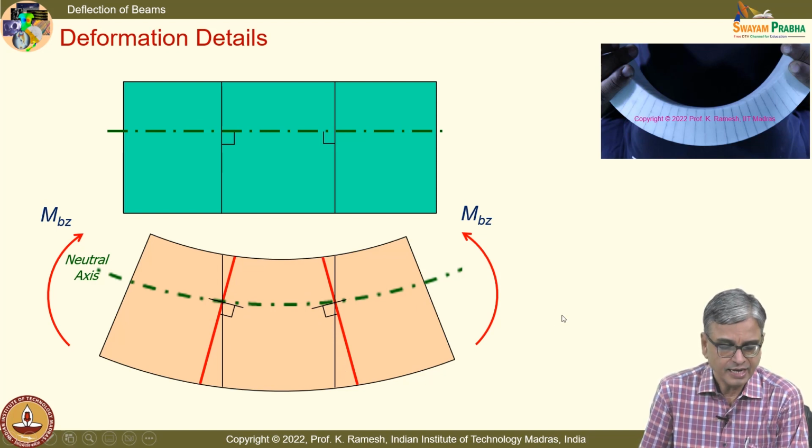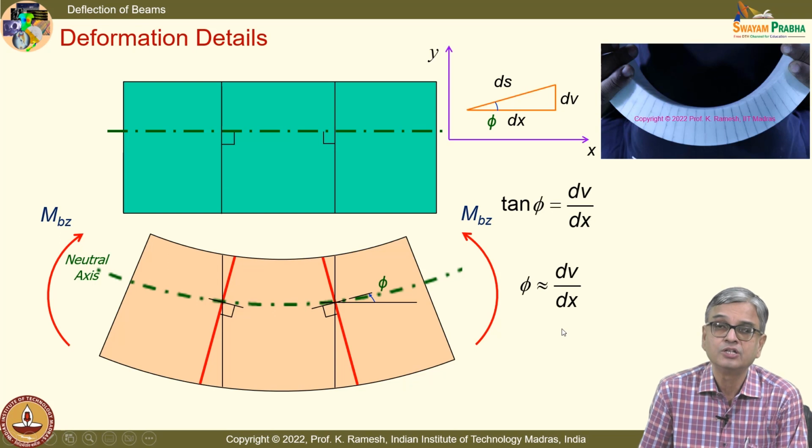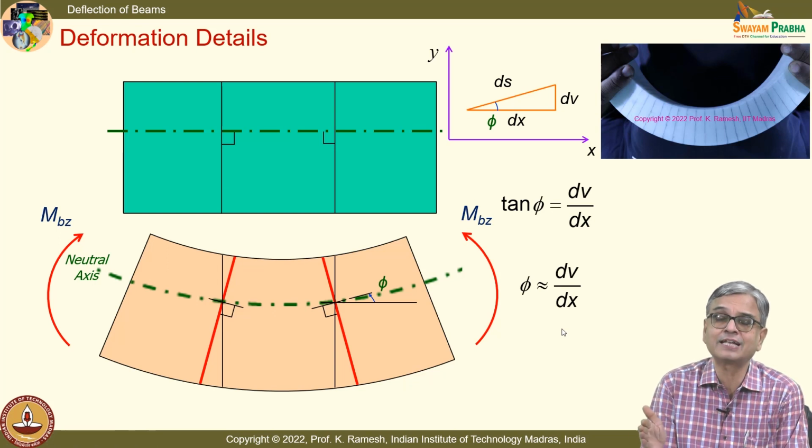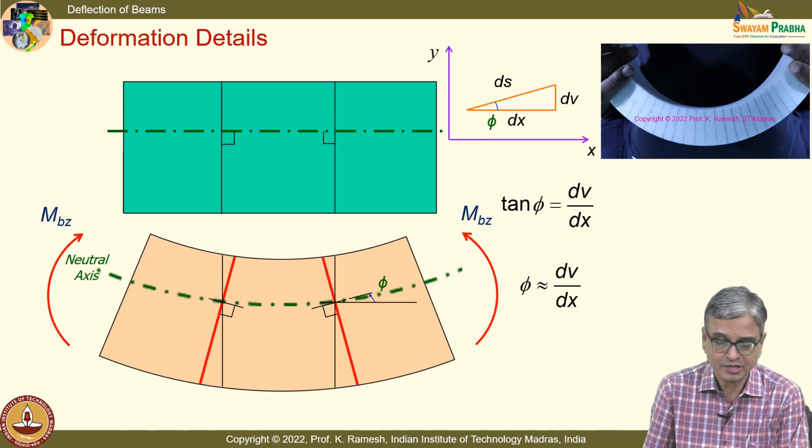And let us also investigate what happens to the angle of rotation. We have already seen the slope as angle phi, and we have also shown this diagram of how you relate phi and the deflection v: tan phi equals dv by dx, and we have also said phi is approximately dv by dx. So the expression for slope is nothing but what you have here, and we will also see that this phi is also the rotation.